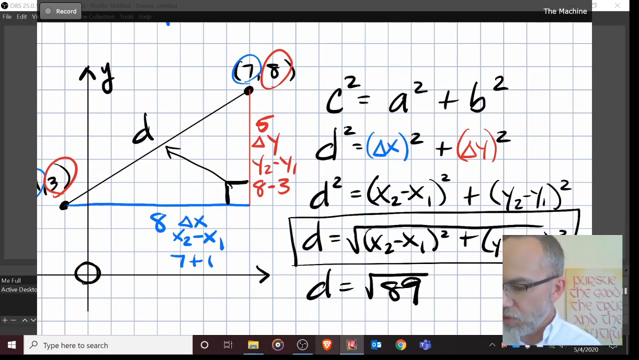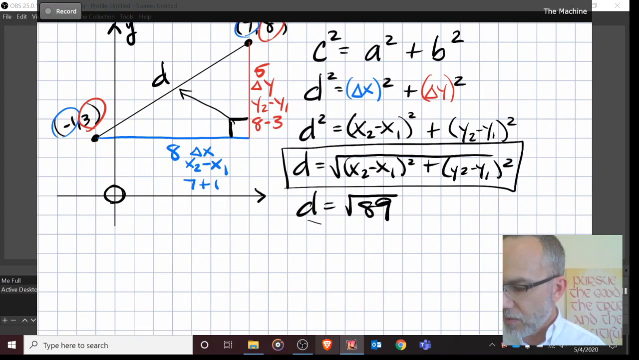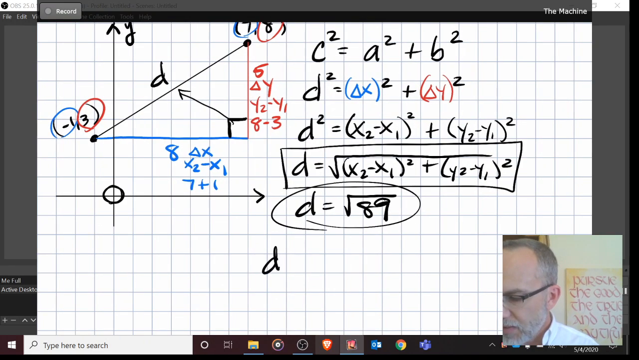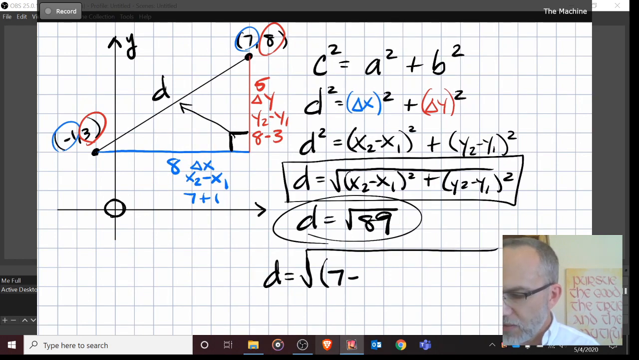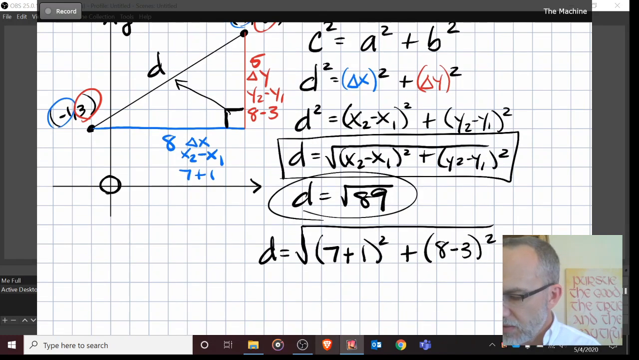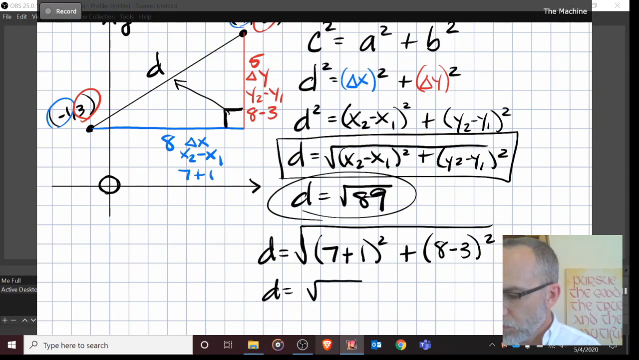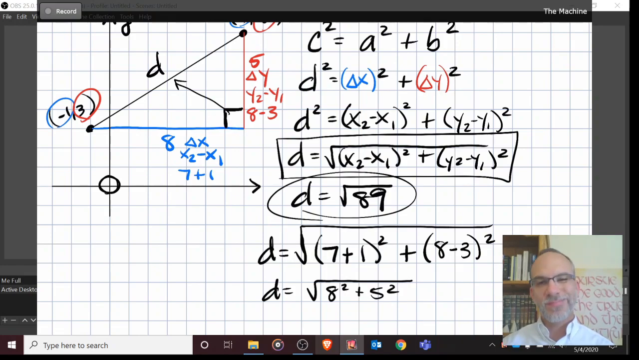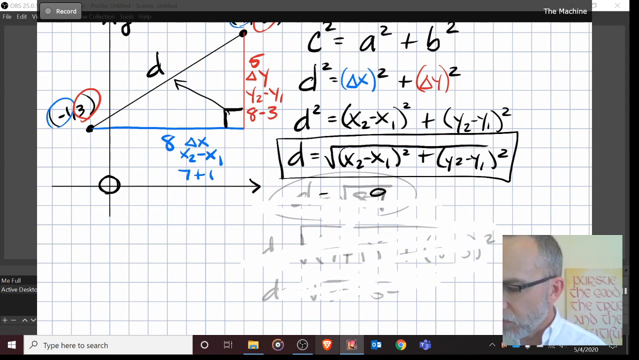And let's run the numbers just to be on the safe side. We needed to get the square root of 89. All right, so here we go. I'm going to say distance is equal to the square root of, what was the second x there? The second x was 7 minus the first x, which was -1 squared, plus the second y value, which was 8, minus the first y value, which is 3 squared. And doesn't this give me that the distance is equal to the square root of 8 squared plus 5 squared? And isn't that what we started off with in the beginning? Yes, it is. Okay, so please commit this formula here to memory.